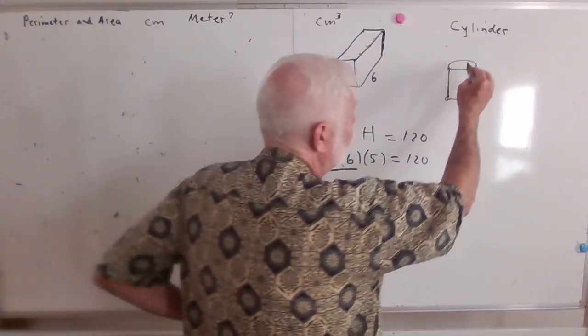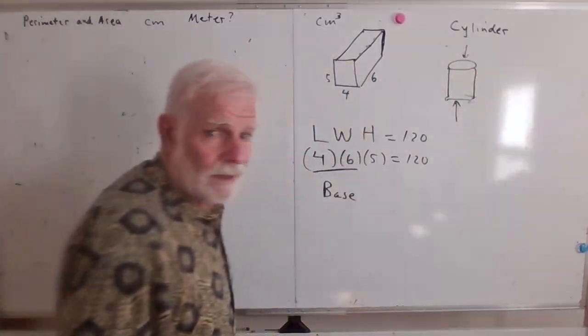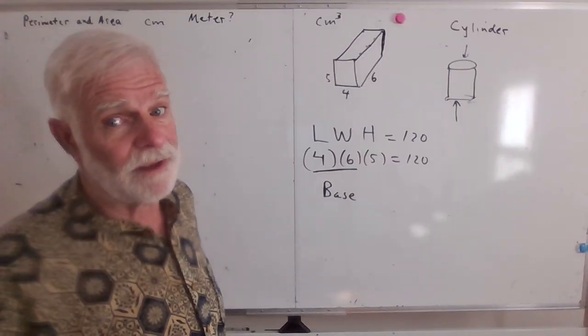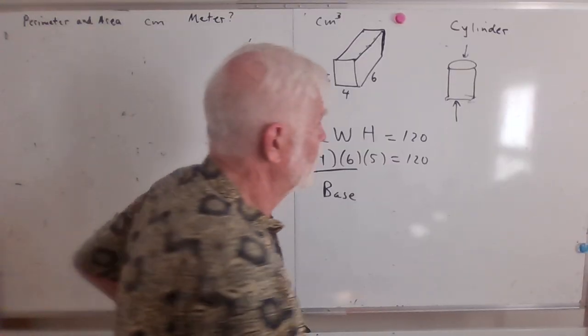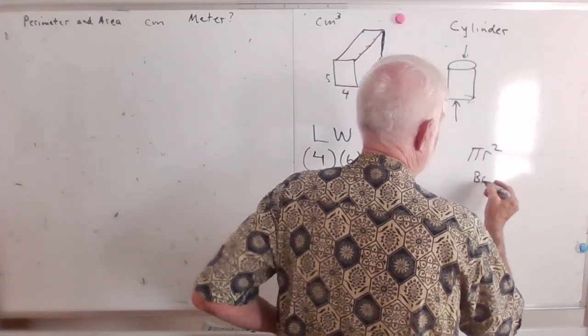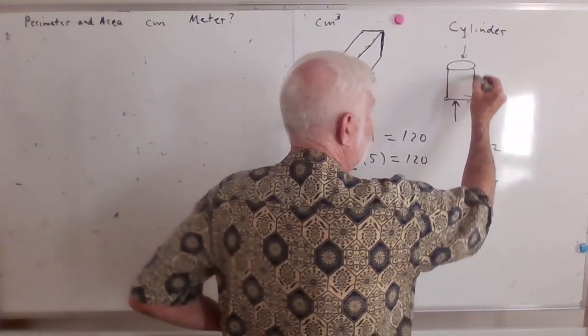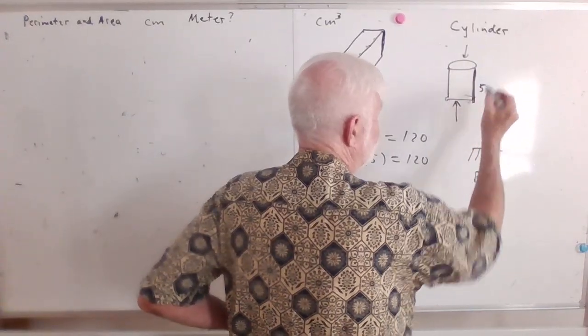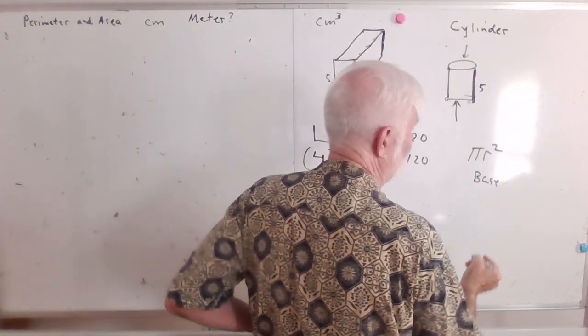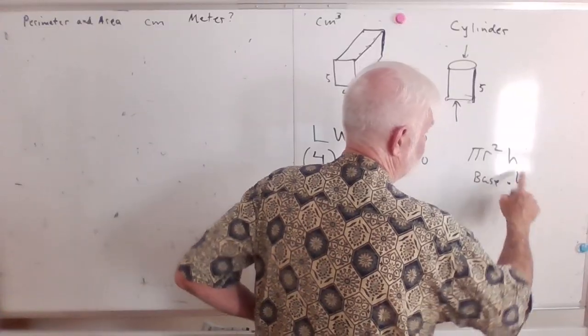You need the area of the base, which is the same as the circle on top, right? And we have studied how to find the area of a circle. Pi r squared, that's the base. And what other dimension does this have? Yeah, height. It has height. So let's say the height is 5. Then the base times the height, which would be 5.